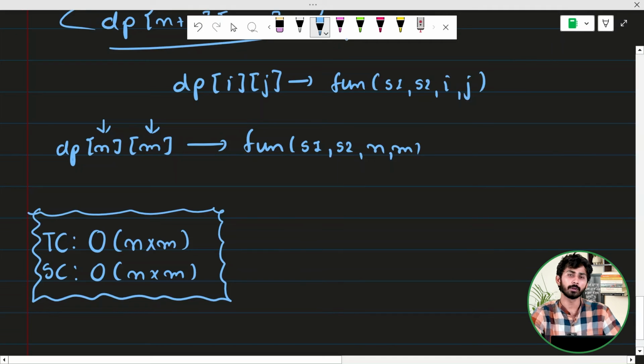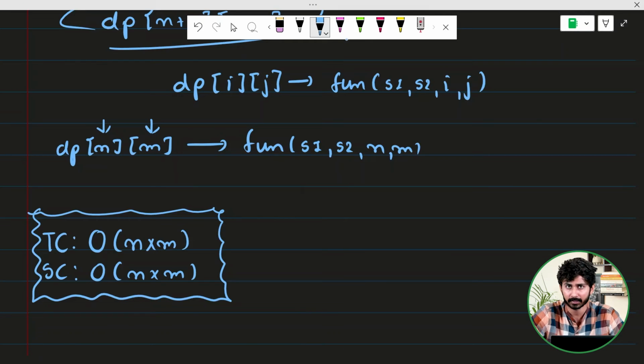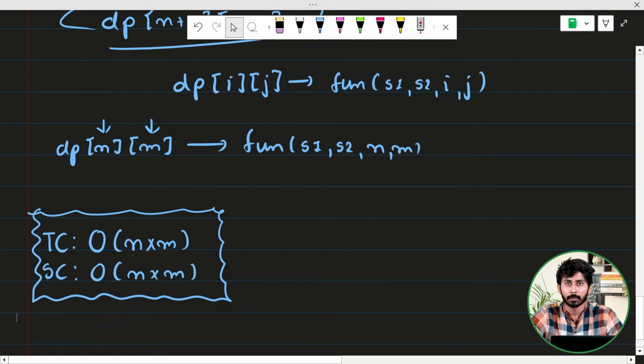So this is the time complexity. Order of 2 to the power n was our brute force approach. Now it is n into m. Pretty good time complexity, right? So this is our memoized solution, and here we are using recursion.